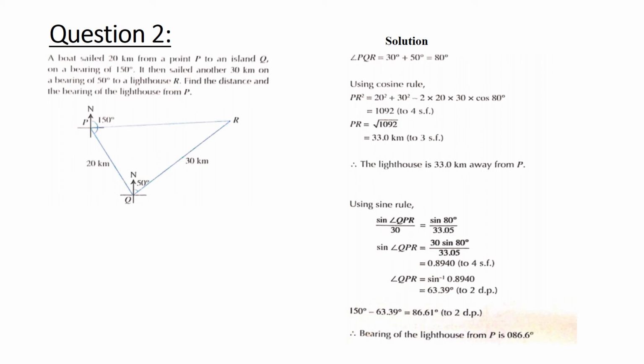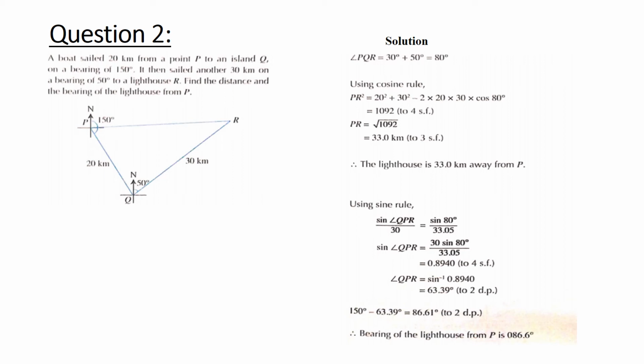For finding the distance, we just need to find out the angle Q in the triangle. And for finding angle Q, remember one part is 50 degree and the other part will be on the left side of the north, it will be 30 degree due to alternate angles. So angle PQR will be equals to 30 plus 50, that is equal to 80 degree. Now since you know the two sides, 20 km and 30 km, and its included angle at Q, that is 80 degree.